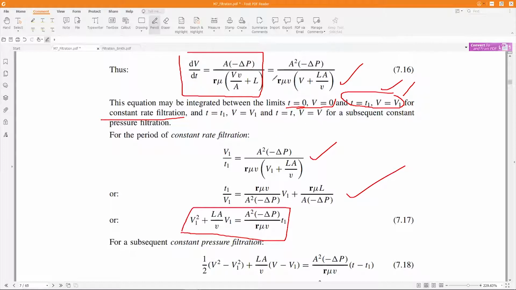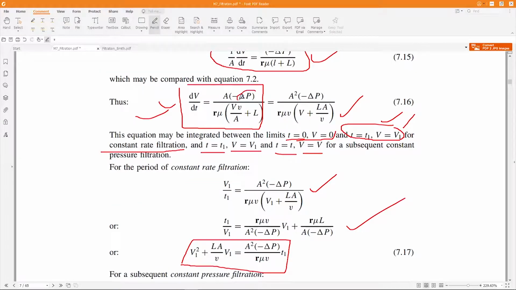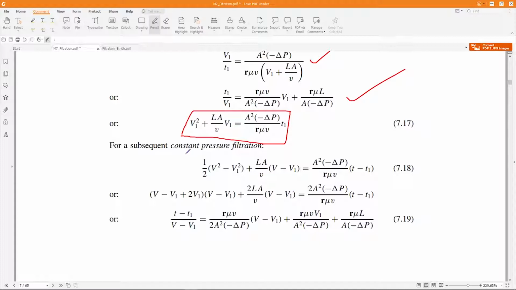And if you integrate this equation from the limits t equal to t1, where the volume of filtrate collected is V1, and at any time t and the volume of filtrate collected V, that is for constant pressure filtration. So if you integrate this equation at constant pressure, then you'll get something like this. Okay, and you can rearrange this.